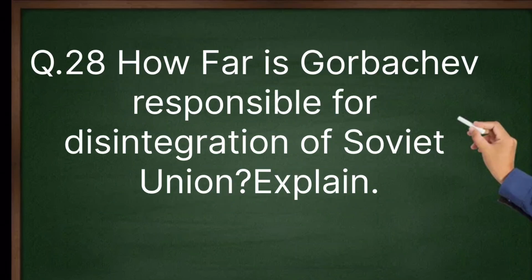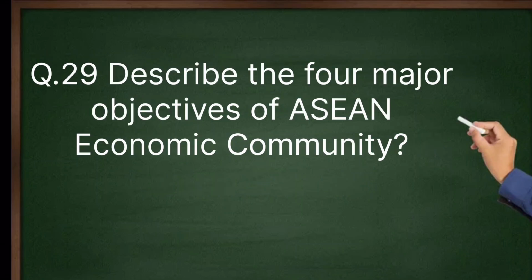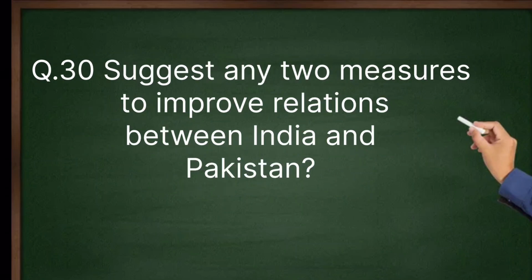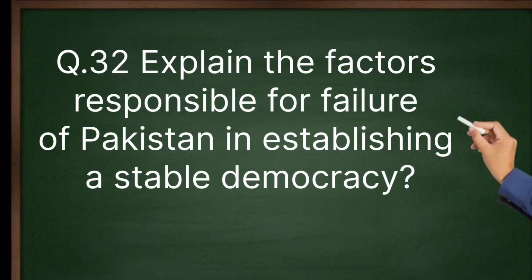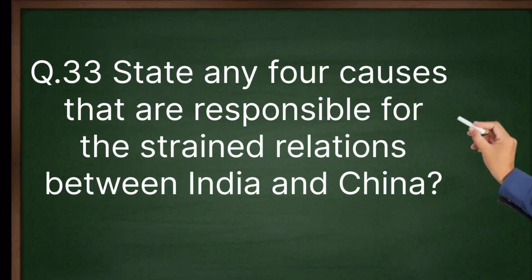Analyze. How far is Gorbachev responsible for disintegration of Soviet Union? Explain. Describe the 4 major objectives of Asian Economic Community. Suggest any 2 measures to improve relation between India and Pakistan. Explain any 2 areas of conflict and cooperation between India and Bangladesh. Explain the factors responsible for failure of Pakistan in establishing a stable democracy. State any 4 causes that are responsible for the strained relation between India and China.